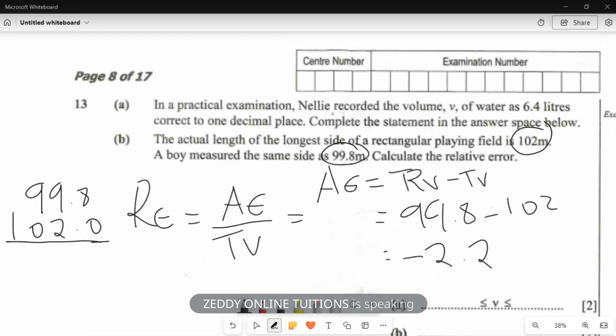So negative 2.2. Okay. So now finding the relative error, we have to say absolute error over true value. Can someone calculate that?